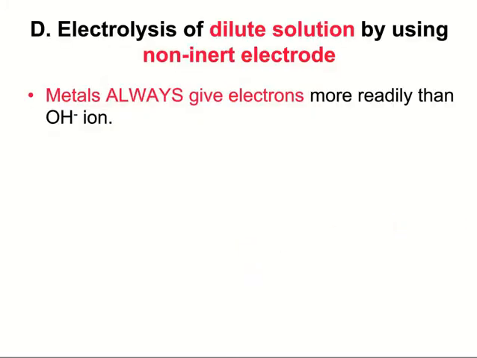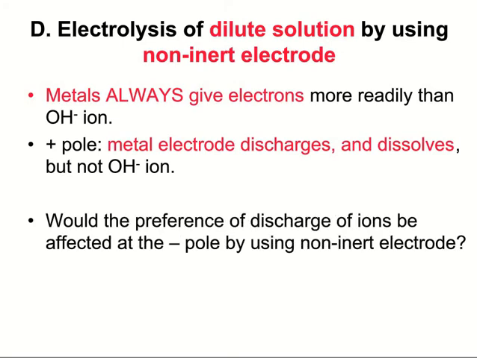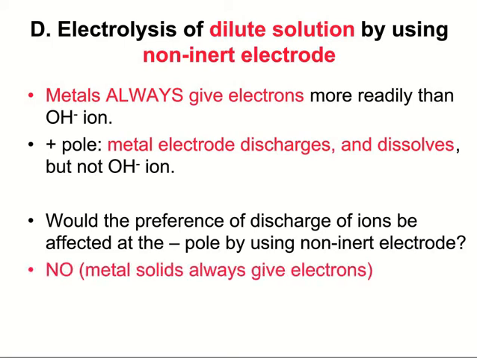Electrolysis of dilute solution using non-inert electrode. Metal always gives electrons more readily than OH-. So the positive pole, that is anode, metal electrode discharges and dissolves but not OH- ions. Would the preference of discharge of ions at the negative pole be affected by using non-inert electrodes? No. Metal solids always give electrons.